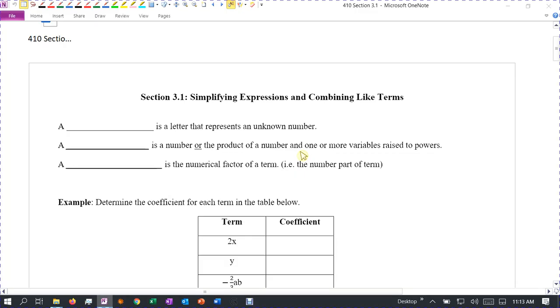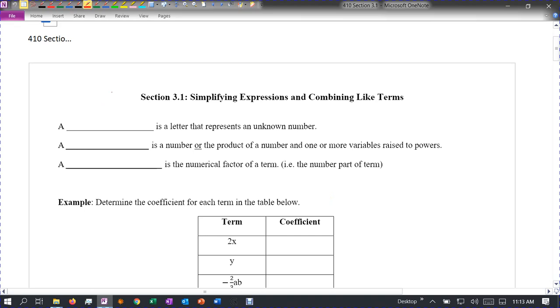We're going to pick up in Chapter 3, Section 1. We're going to really shift gears now to getting into algebra. And the first section here is simplifying expressions and combining like terms. So we start out here with some definitions.